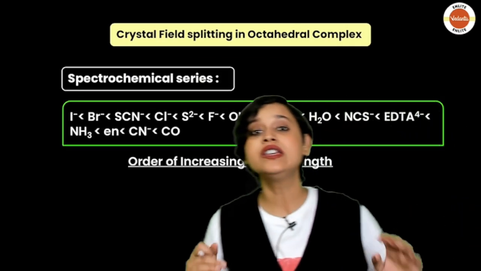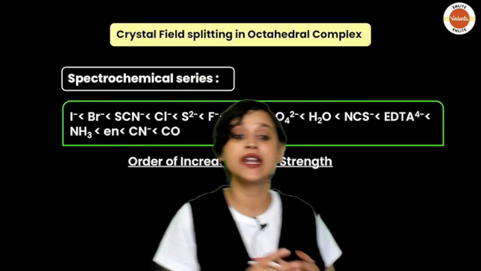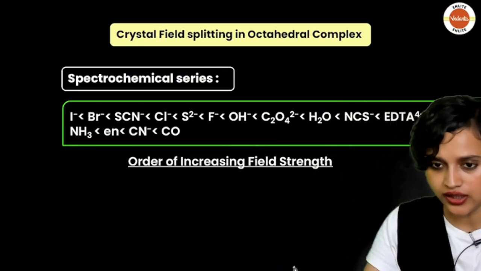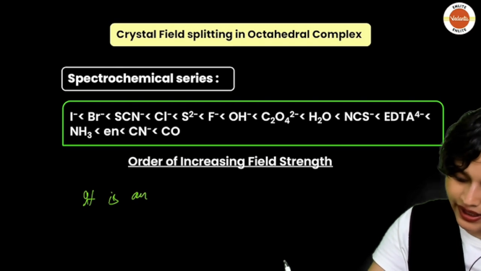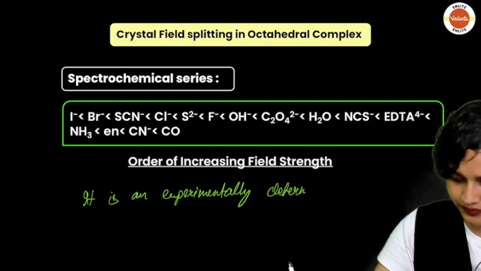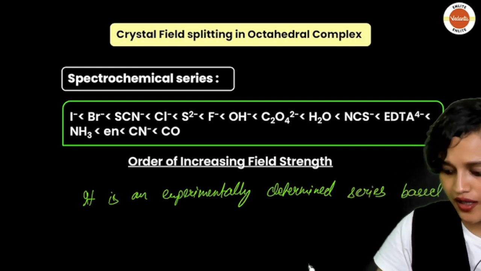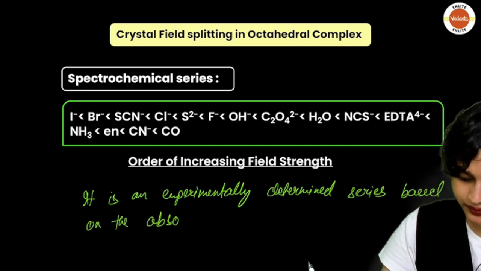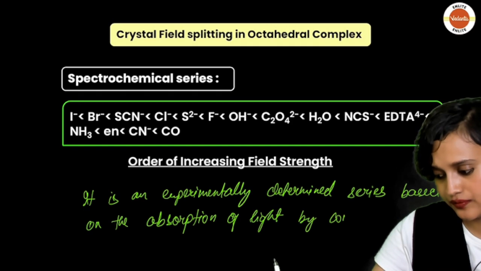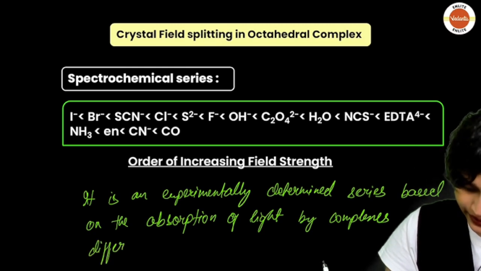Okay. Moving on. Now, here we have something called the spectrochemical series, which is very, very important. And this has been experimentally determined based on the absorption of light by complexes with different ligands. Let me write that down also here. It is an experimentally determined series based on the absorption of light by complexes with different ligands.